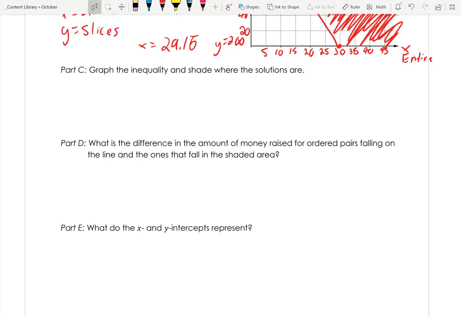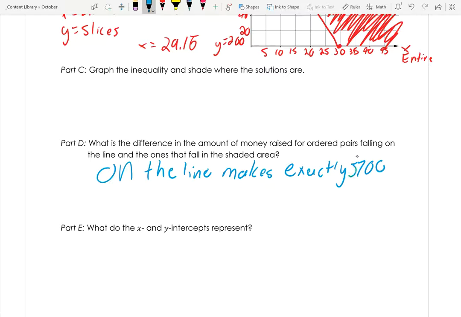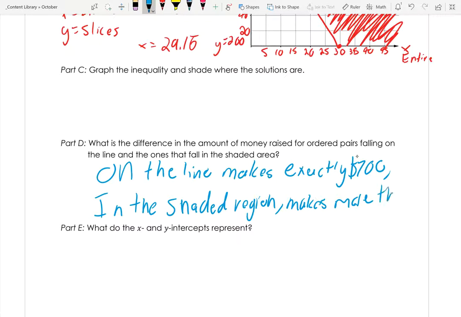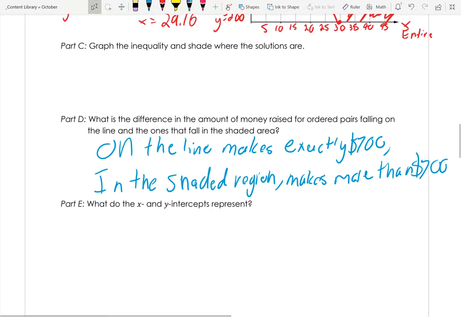What is the difference in the amount of money raised for ordered pairs falling on the line and the ones that fall in the shaded region? Again, it's kind of similar. On the line makes exactly $700. In the shaded region makes more than 700 dollars.